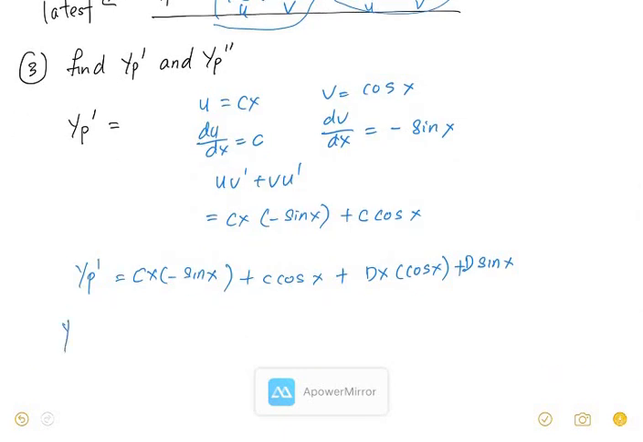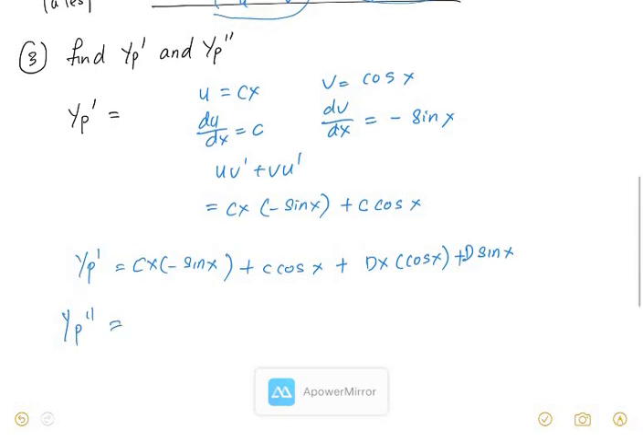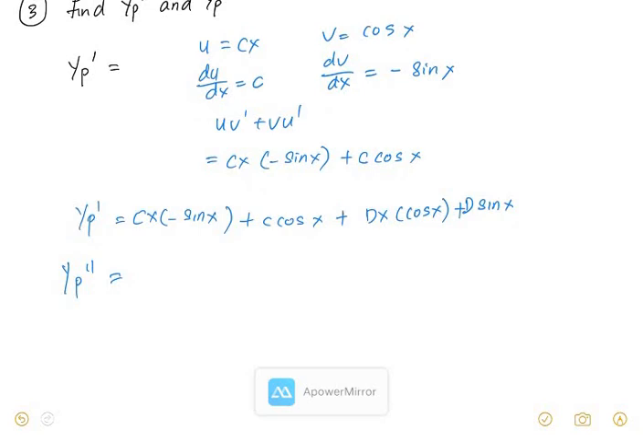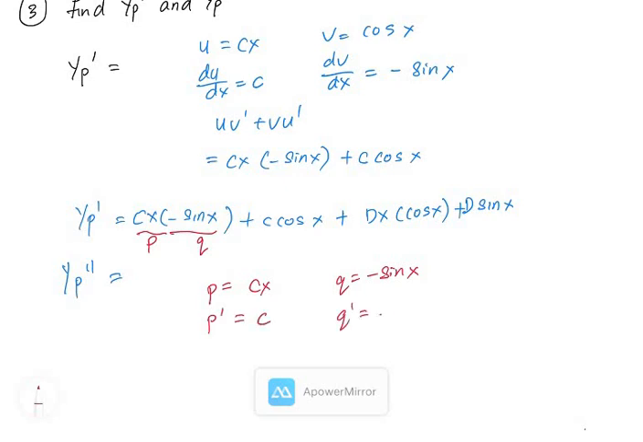Then what about yp double prime? You differentiate the yp prime, you get yp double prime. So the method is the same. You can assume this one is p and then this one is q. So p you get cx, and then q you get negative sine x. Differentiate p, you get p prime, so you get c. Q equal to negative sine x, you differentiate, you get negative cos x.